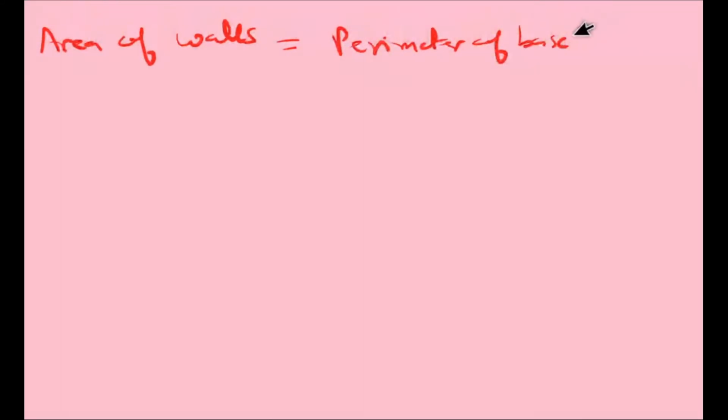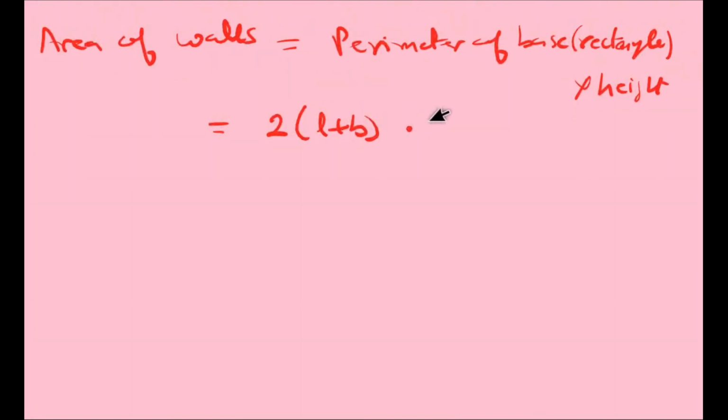Okay. Now what is the area of walls? As we have studied in the prism, that is perimeter of base into height. Here base is rectangle, and perimeter of base means for rectangle is 2 (L plus B) into height. So this is the total area of walls.